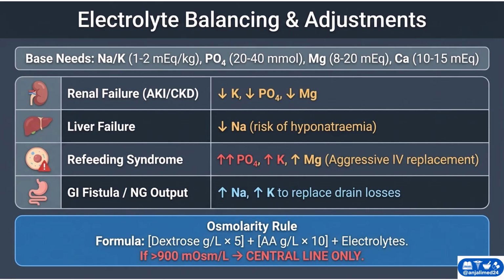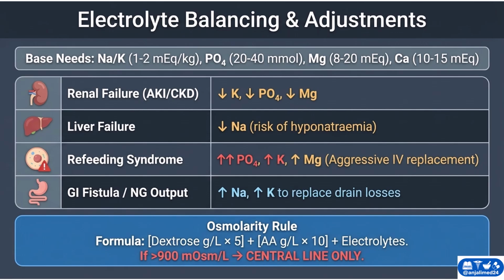Patients with refeeding syndrome require the opposite approach. They often develop profound hypophosphatemia, hypokalemia, and hypomagnesemia, requiring aggressive IV replacement while nutritional support is introduced slowly. Patients with GI fistulas or high nasogastric losses lose large amounts of sodium and potassium. These ongoing losses must be replaced daily to maintain the electrolyte balance.